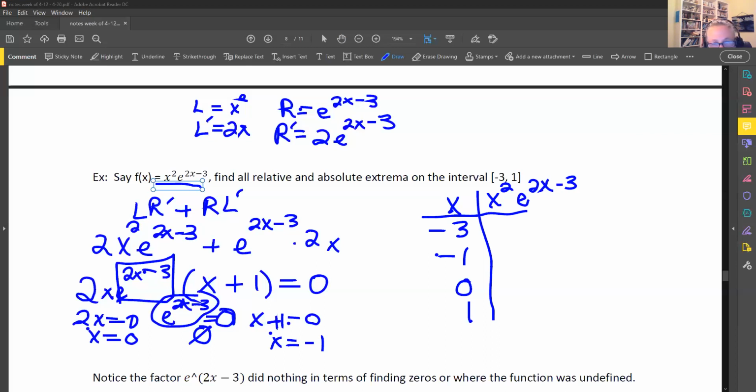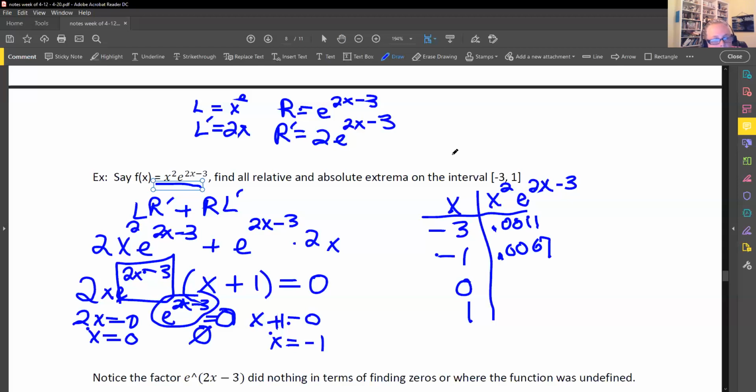I don't care what the graph looks like, but it should show me something I'm interested in. It's really hard. It doesn't really look like those are critical values, but let's go to the table and see what happens. Second table. All right, so -3 is 0.0011. Let's see, -1 is 0.0067. Let's see, 0 is 0. And 1 is 0.3679.